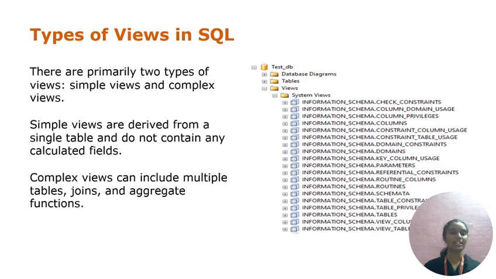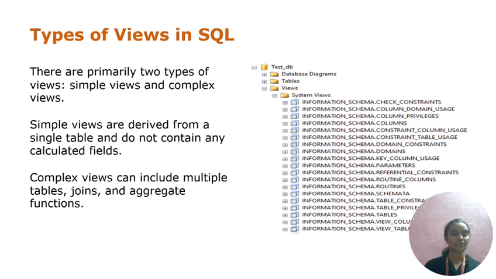The types of views in SQL. There are primarily two types of views. They are the simple views and the complex views. The first one, the simple views, are derived from a single table and do not contain any calculated fields, whereas the complex views can include multiple tables, joins and aggregate functions.